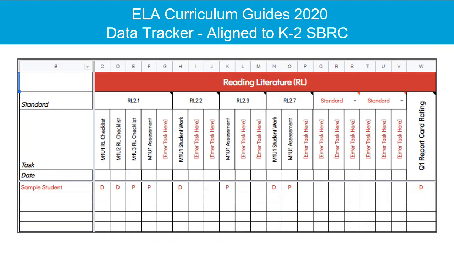You will have the option to use these new customized data trackers. They are aligned to the standard course of study and to the K2 standards-based report card. This example shows the section for Module 1, Reading for Literature. The tasks from Module 1 that address these standards are pre-filled into the columns for you, while also leaving room for you to add additional tasks.